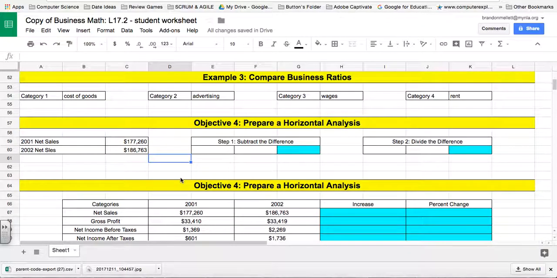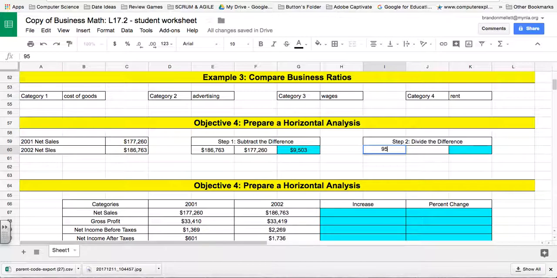Objective 4, moving on to a horizontal analysis. And again, a horizontal analysis, what it's doing, it's taking the percents and we're finding comparison growth to see if growth has taken place from one year to the next. So in this example here, we have for 2002, 186,763, and we have 177,260 for our 2 years here. And if we subtract the 2002 from 2001, we'd find a difference of $9,503.